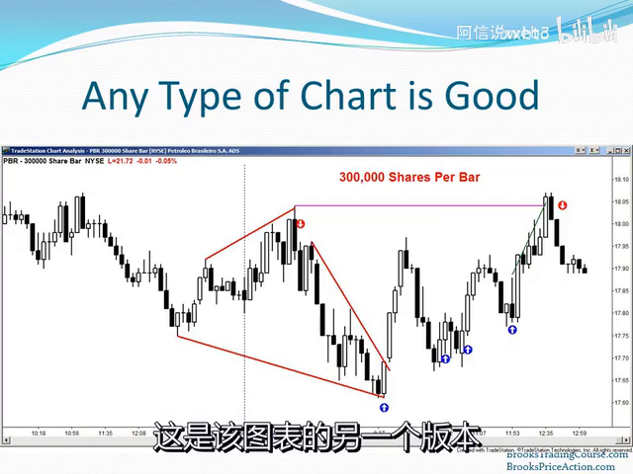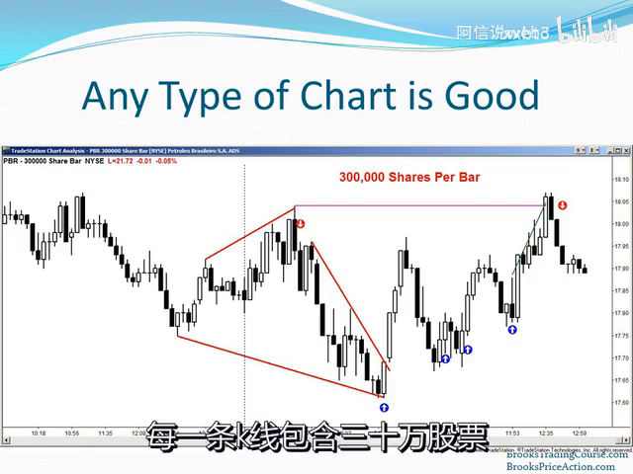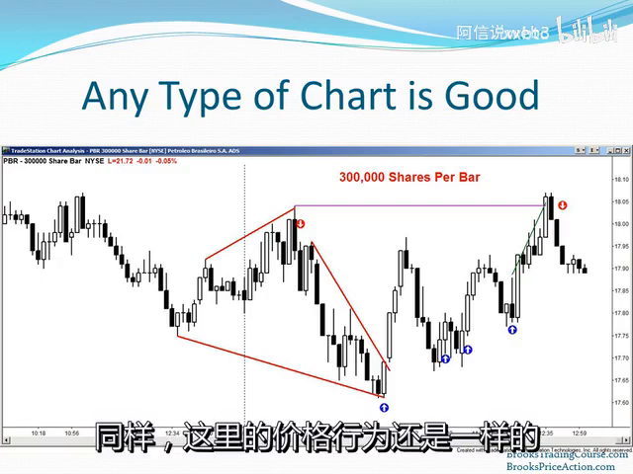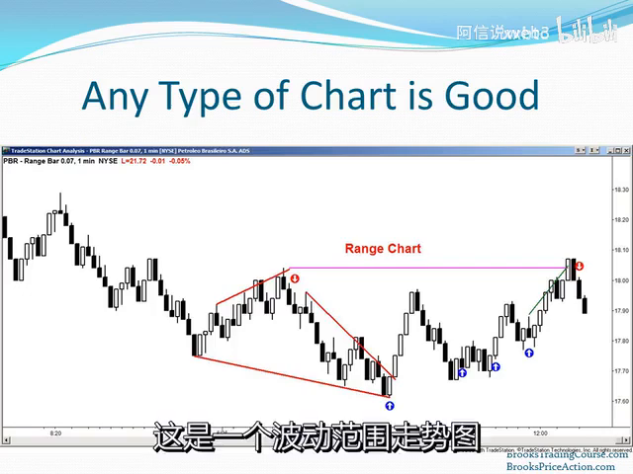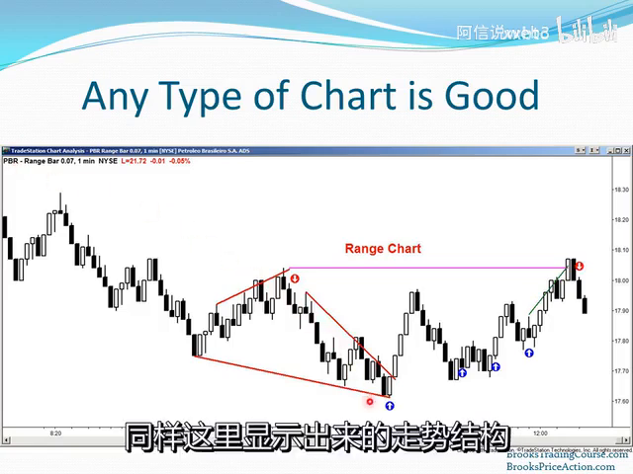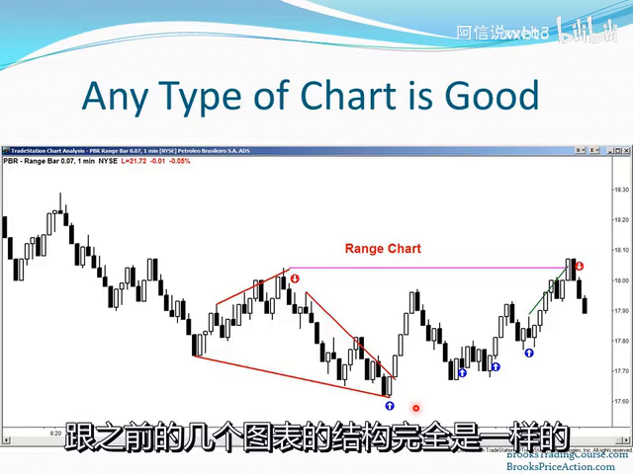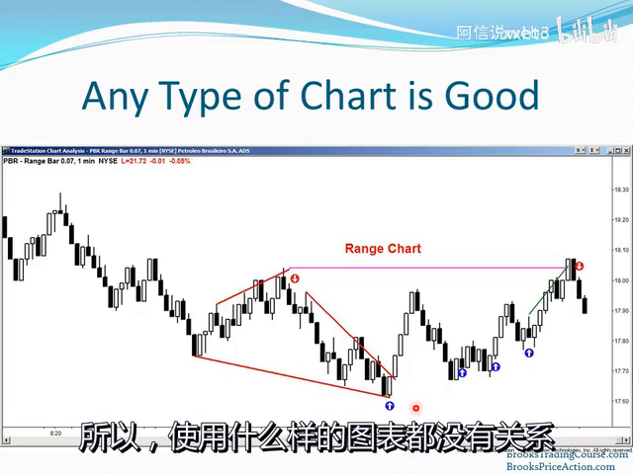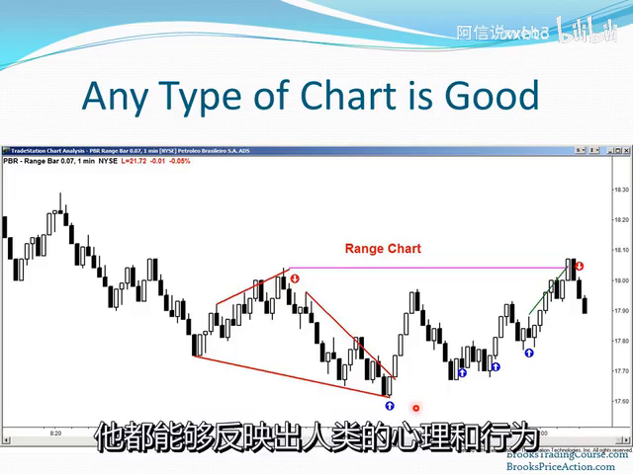Okay, here's another version of the chart where there are 300,000 shares per bar. And again, the price action is the same. Here's our range chart. This is a range chart of the same 5-minute chart of Petrobras PBR. And again, the same basic structure is present on this chart as was present on the other charts. It does not matter what type of chart you use. All they are is representing human behavior.